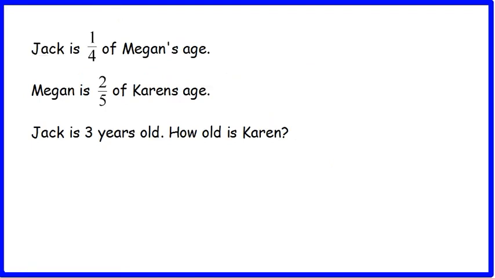Jack is 1/4 of Megan's age. Megan is 2/5 of Callum's age. Jack is 3 years old. How old is Callum? Okay, so let's do these in reverse. Jack is 1/4 of Megan's age. So Jack is 3. So 3 years is equal to 1/4. So the total of 4/4 would be 3 times 4, which is 12 years. That is how old Megan is.